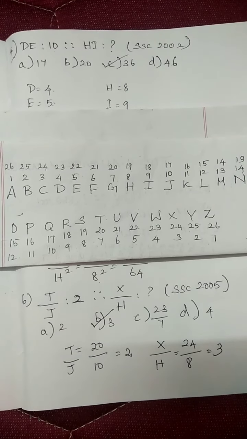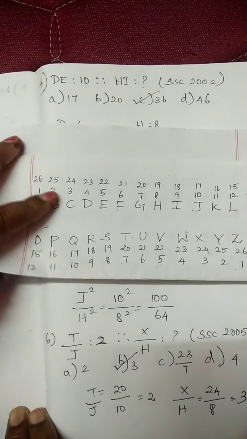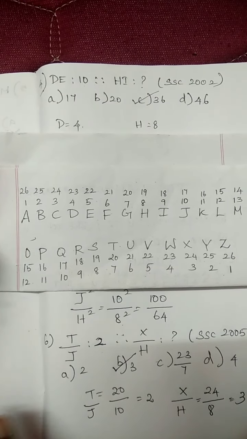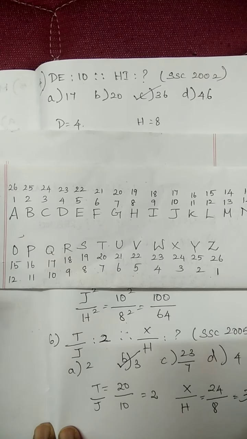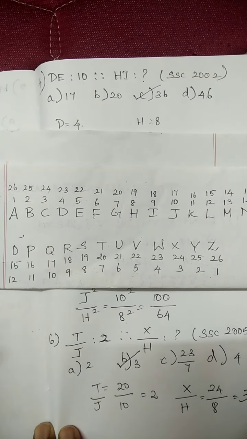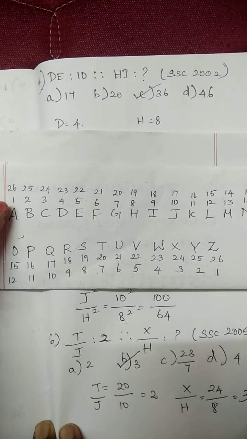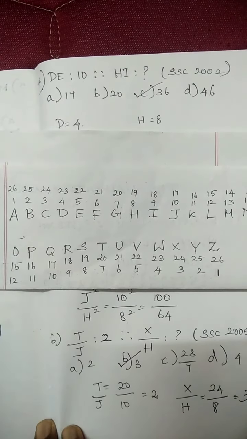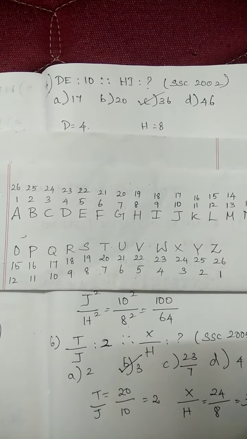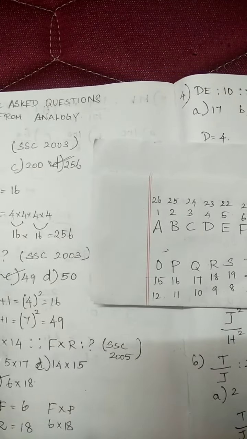So these are the simple SSC exam asked questions from letter analogy. What we have to do is we have to number this alphabet before the exam starts. In alphabetical order 1 to 26 and also in reverse order 1 to 26, then only you can easily compare it and do the sums as fast as you can.